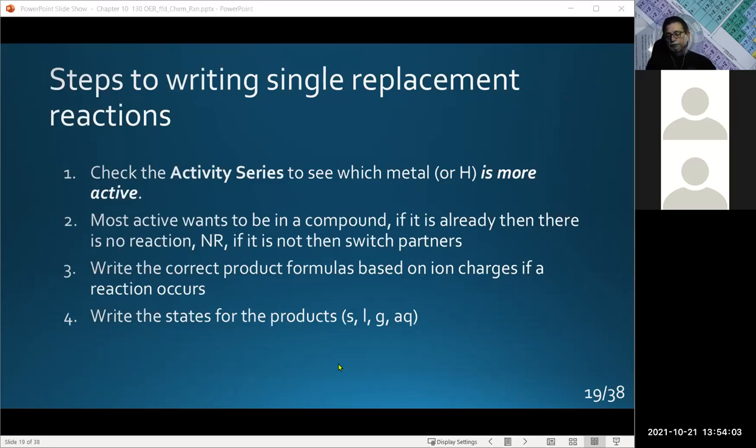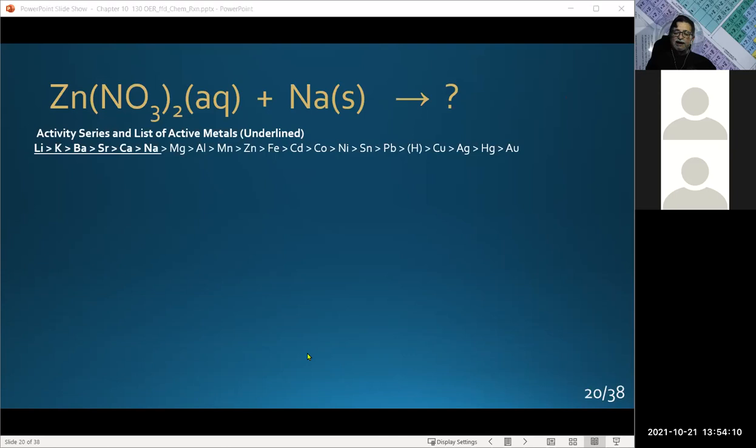Write the states, not to forget the states, exactly. And then balance, of course, we're going to balance the reaction. So let's take a look at this reaction. We have zinc nitrate plus sodium. And the question is asking you to determine whether this reaction will proceed.